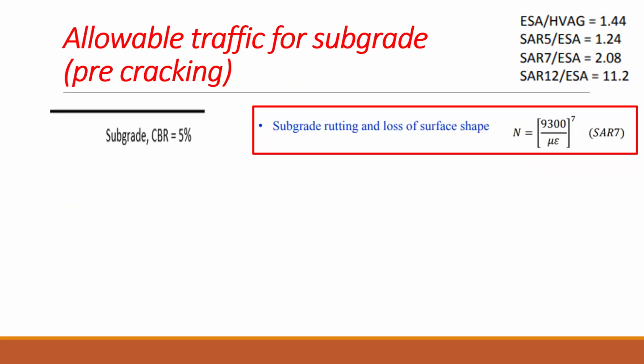So you can do the subgrade. The micro strain for pre-cracking will be 170. You can't compare unless we have both in the same units. That's why we're converting everything to ESA. If this comes in an exam, you're going to get that table. Yes, you get this table.